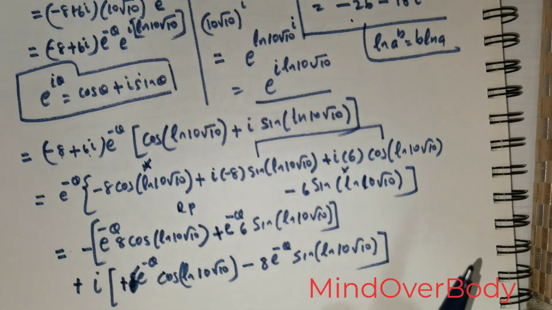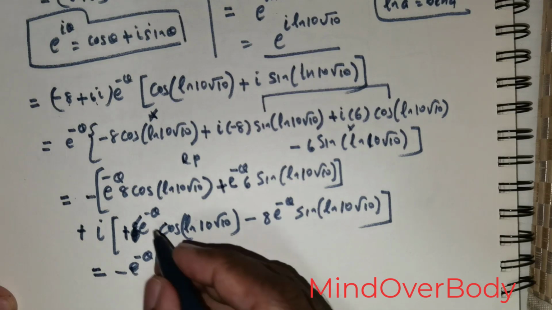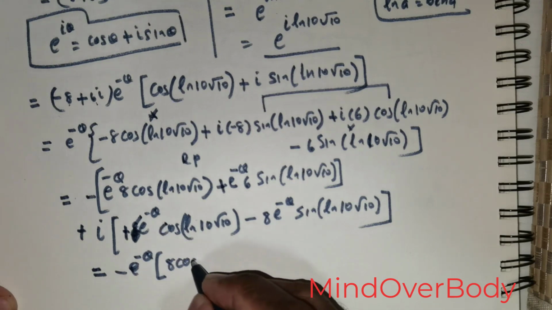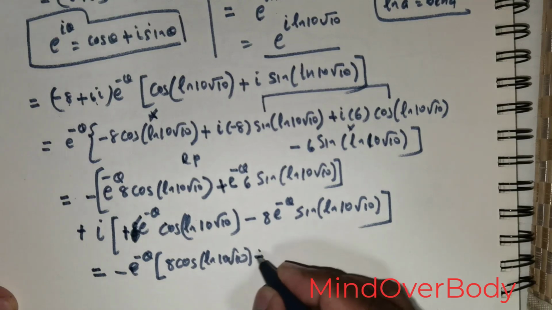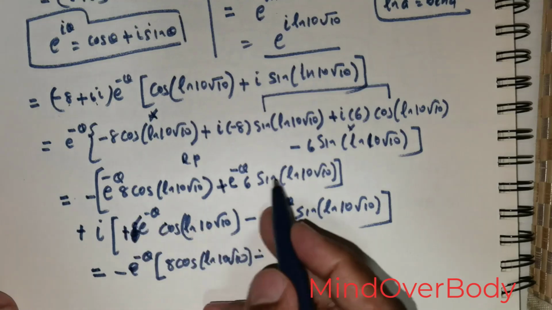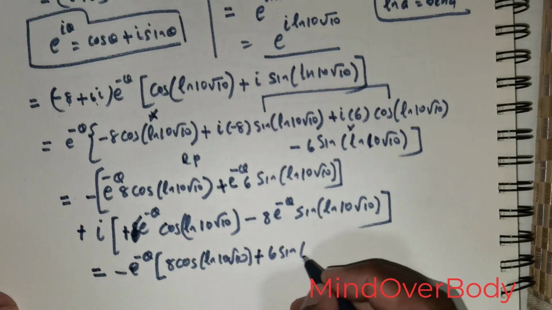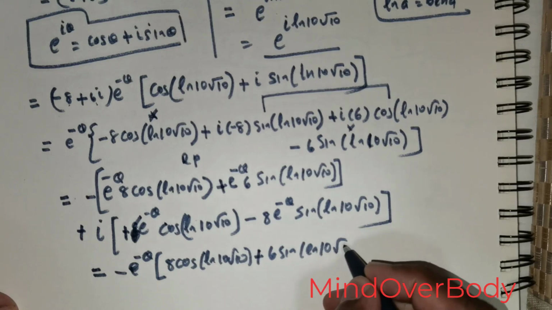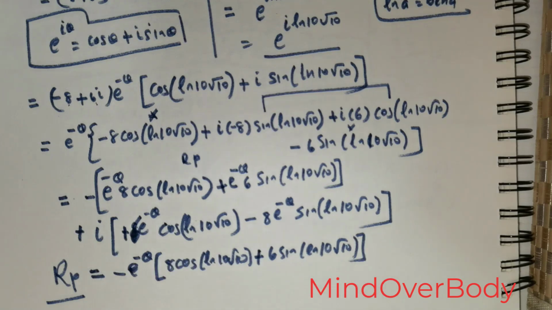Of course I can have one more step, take e power negative theta out, and then place the negative sign. So this is going to give me 8 times cos of ln of 10 times root of 10. And of course if you want, you can always take out the common factors. So I'm just placing it as it is, 6 times sine of ln of 10 times root of 10. So this is my imaginary part. Of course, if the question requires you to obtain the imaginary part, then you can take the imaginary part. So that completes the solution to this question, students.